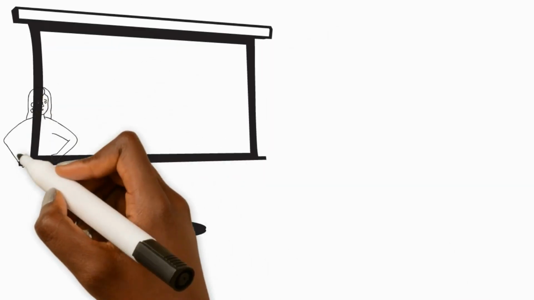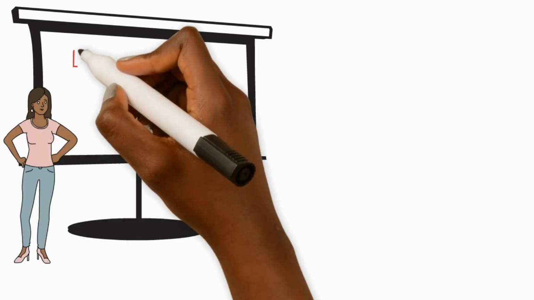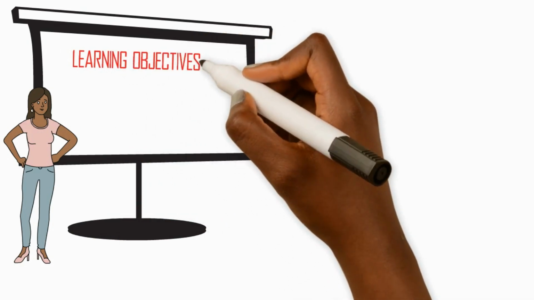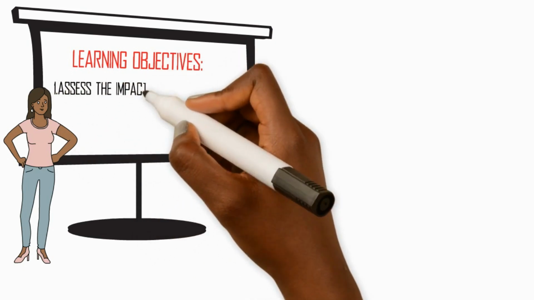In the previous lesson, we learnt about the causes of corruption and the conditions that make corruption flourish. Today, we'll be looking at the impacts of corruption. By the end of this lesson, learners should be able to assess the impact of corruption.